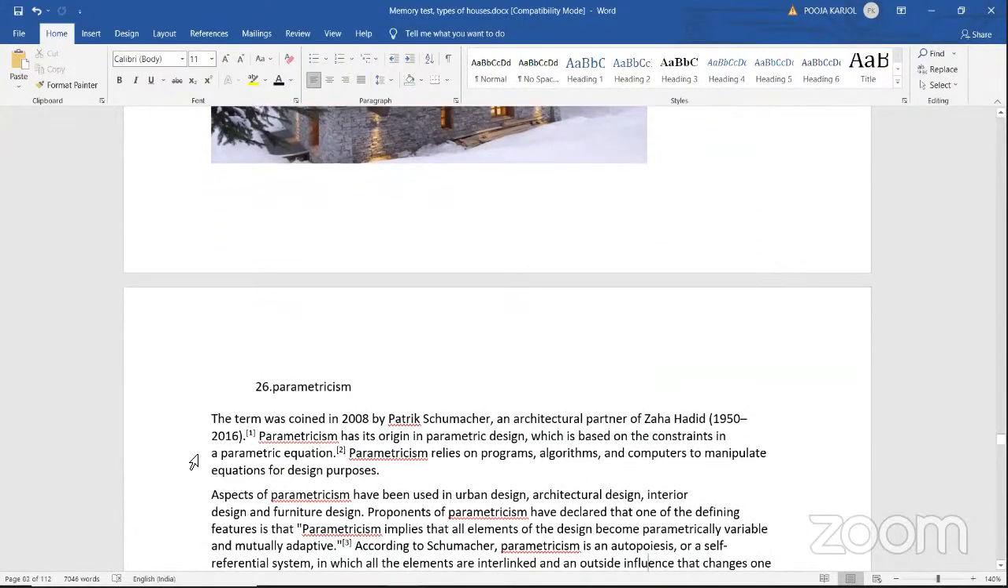Parametricism. The term was coined in 2008 by Patrick Schumacher, an architectural partner of Zaha Hadid. Parametricism has its origin in parametric design, which is based on the constraints in a parametric equation.